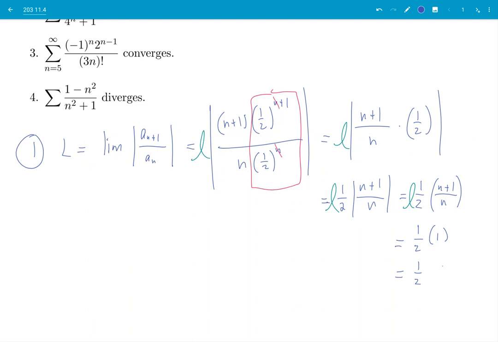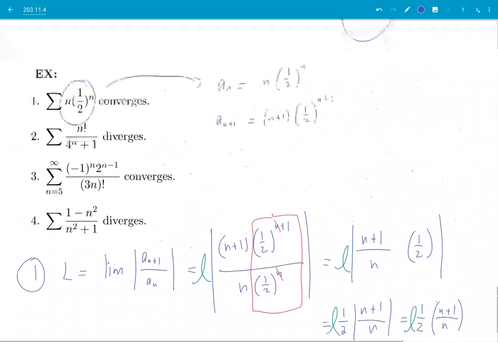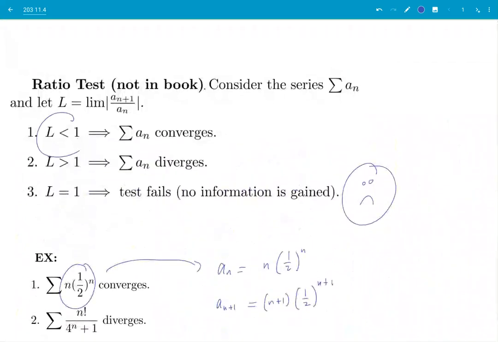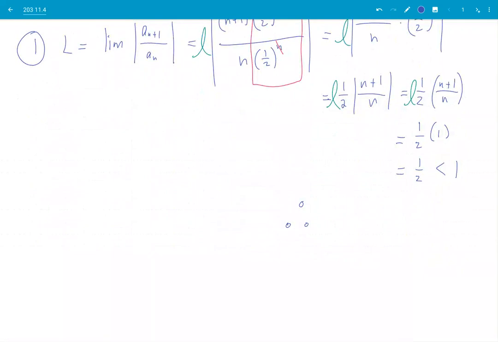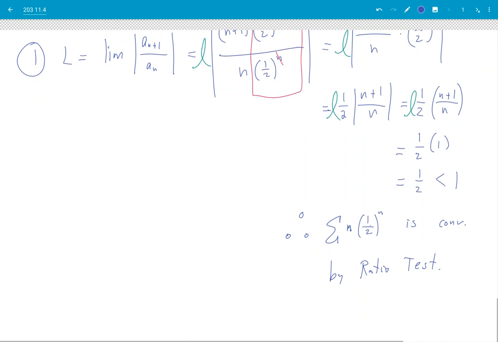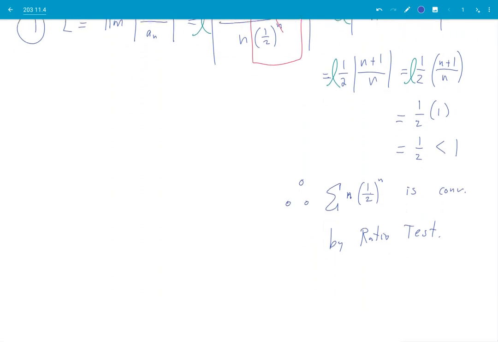And how does that compare to 1? Well, it's less than 1. So we look at our ratio test and we say if L is less than 1, then we have convergence. Therefore the summation of n over 2^n is convergent, and we should say by ratio test. I'm going to skip number 2 for now and jump to the more interesting number 3.